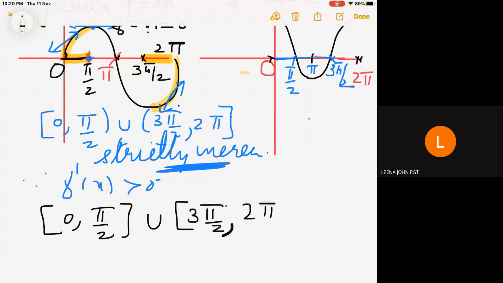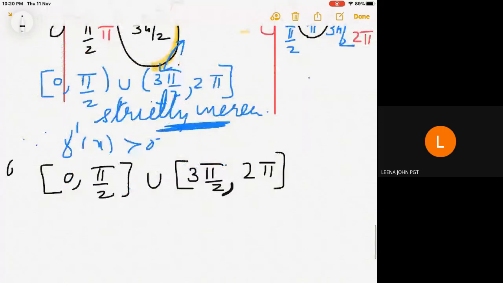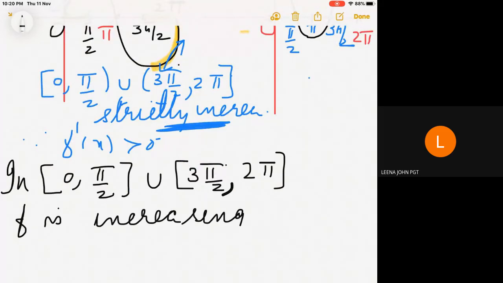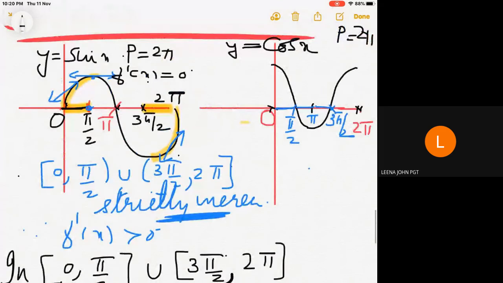To 2 pi the function is increasing. The strictly condition is removed because it's only increasing. We have not taken f dash x equal to 0. Similarly, you can find out this also.